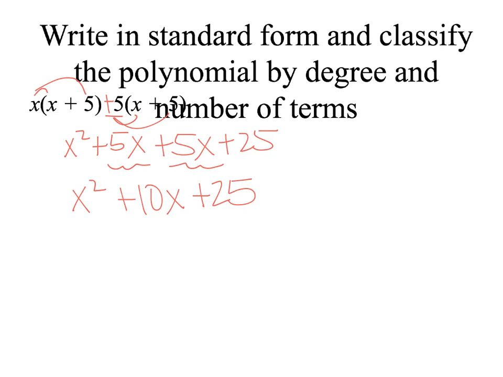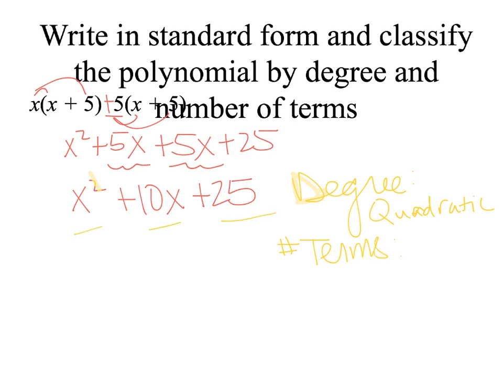So I have no more like terms, no more multiplication, so I can go ahead and classify it by degree and number of terms. The highest degree is a 2, so by degree, it's a quadratic, which you guys know well. And by number of terms, there's 1, 2, 3 terms, so this is also a trinomial.